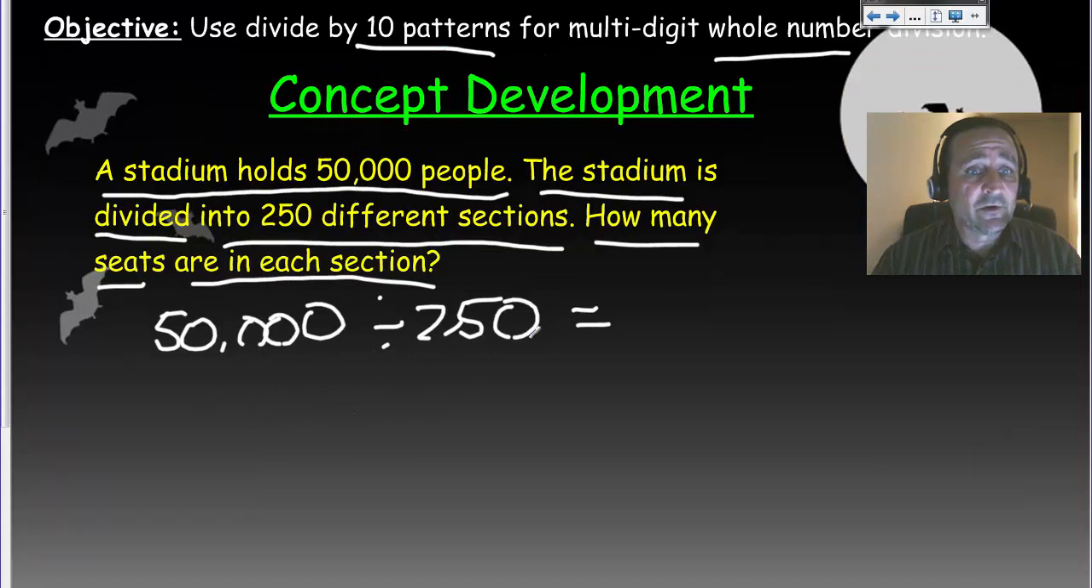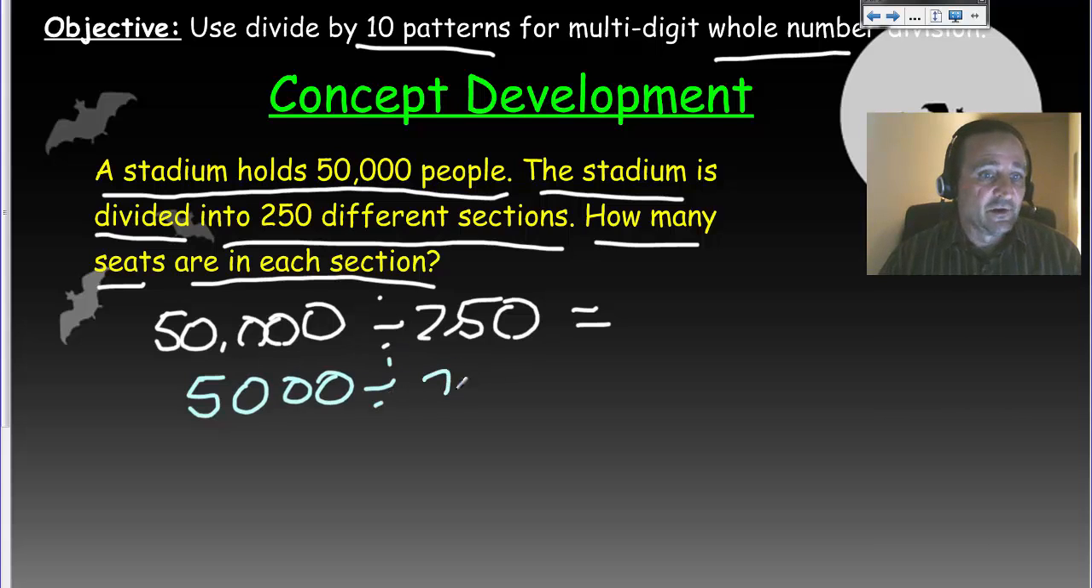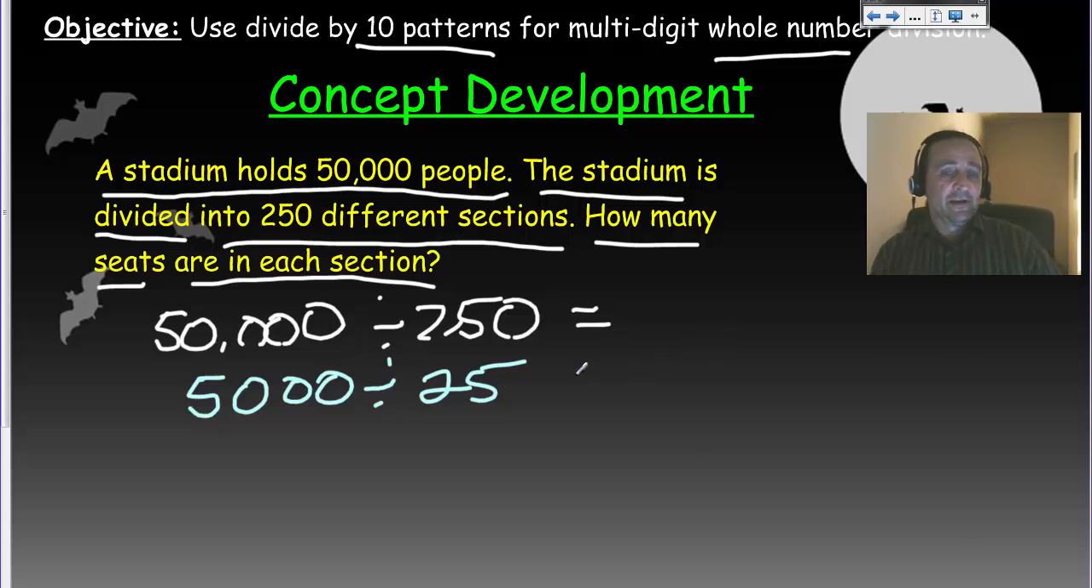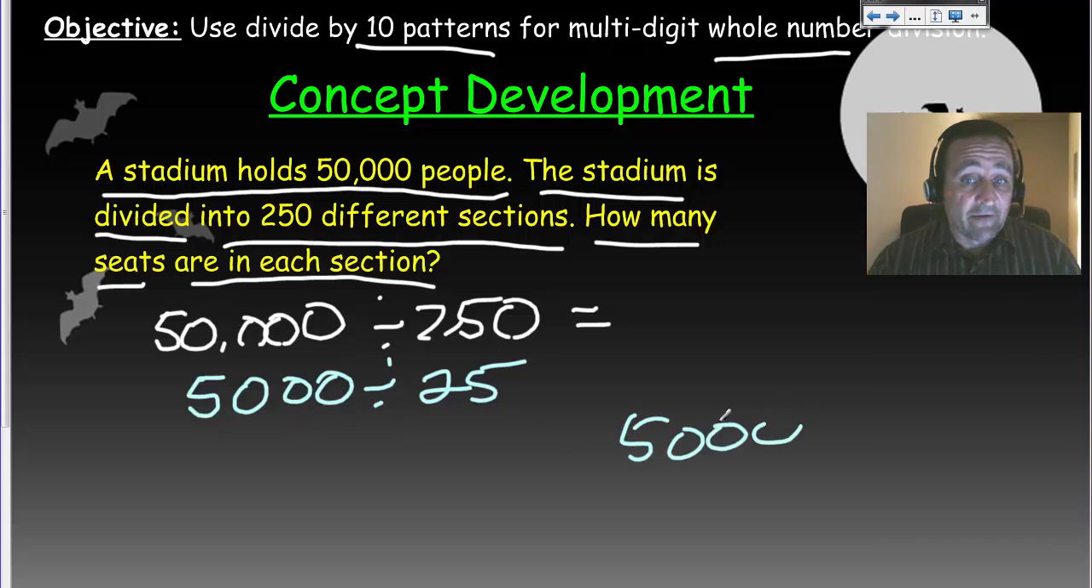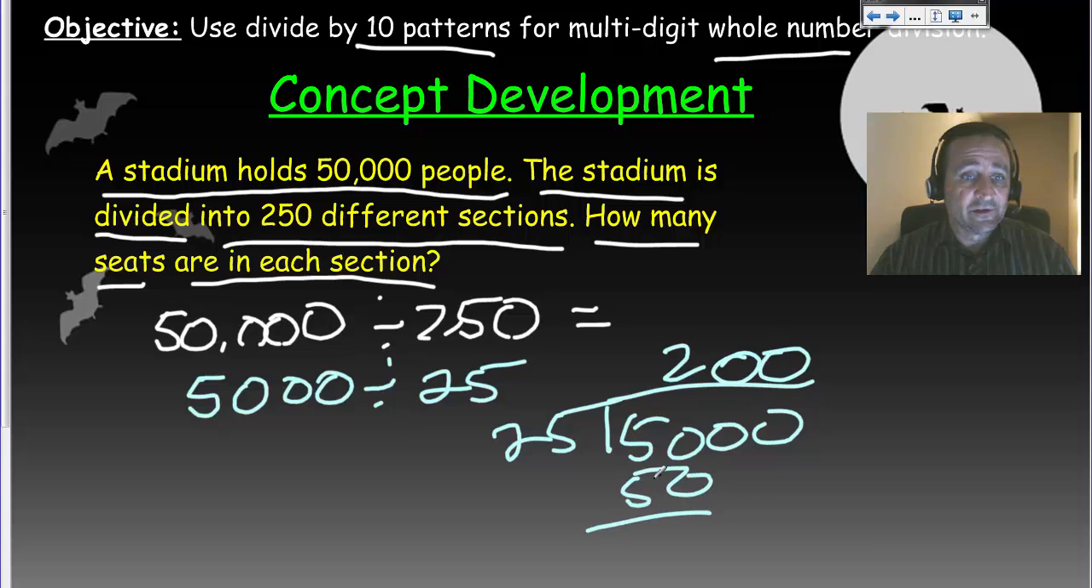So 50,000 divided by 250. Here I'm almost looking at this like quarters. I immediately see this, by dividing by the power of 10, as 5,000 divided by 25. We could actually do this by simply setting up our 5,000 and dividing, because 25 is going to go into 50 two times, and the rest we have zeros.